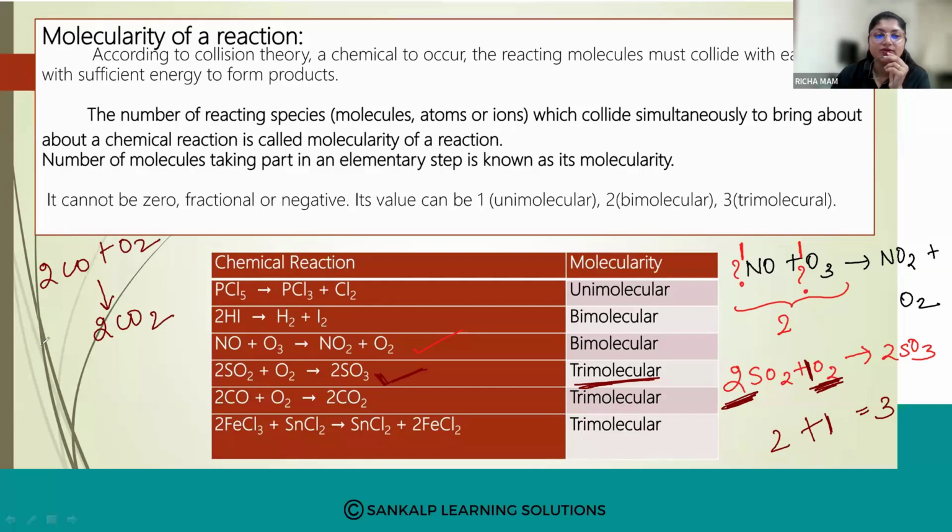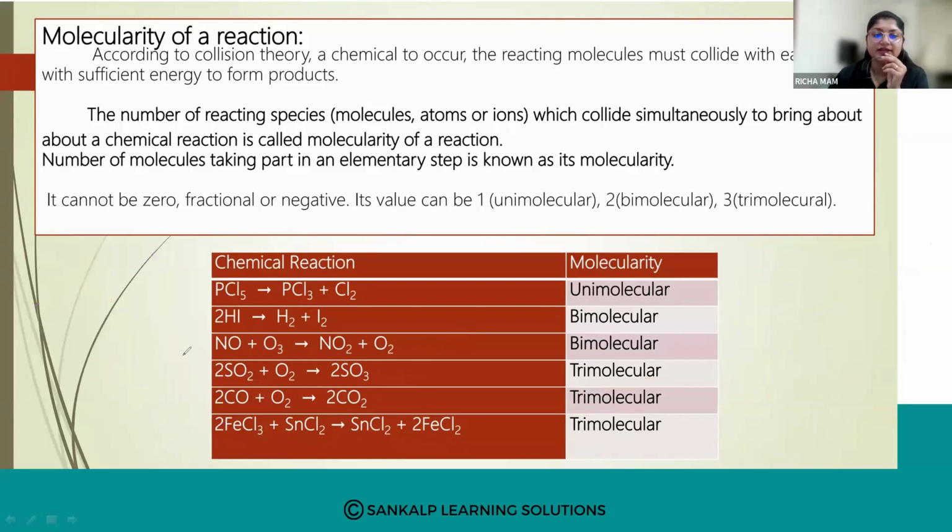See here how many molecules are there? Here 2 molecules of carbon monoxide and 1 molecule of oxygen. So 2 plus 1 is 3. So again it is a trimolecular system. Okay, it is a trimolecular system. Okay, let us go for the next one.